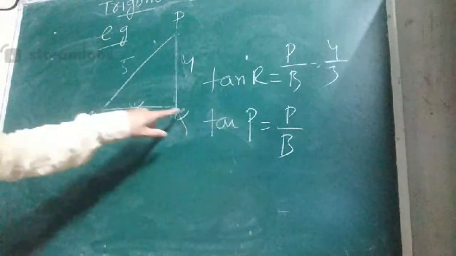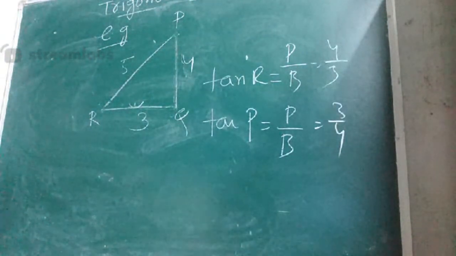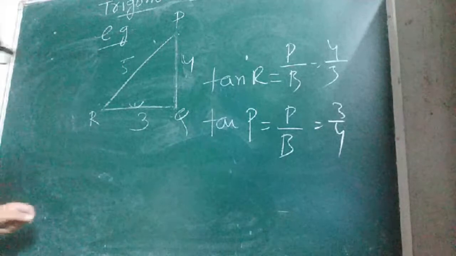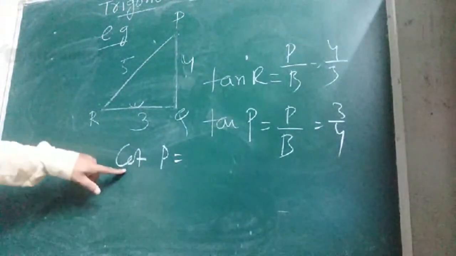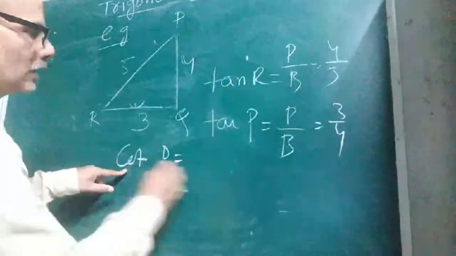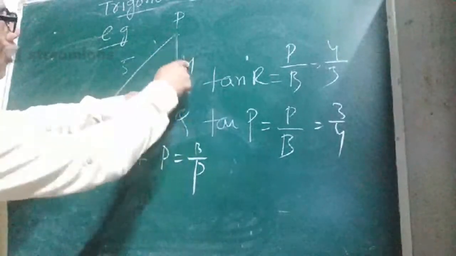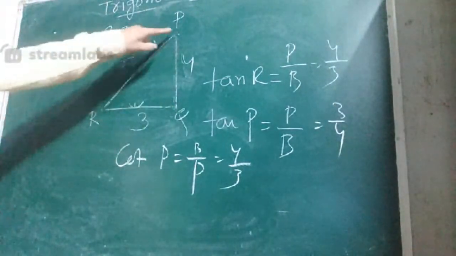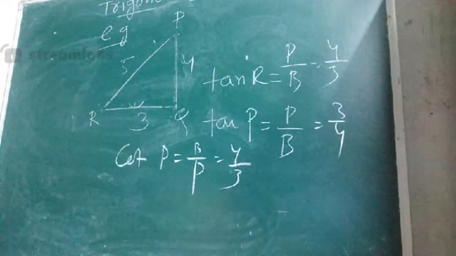So tan P, P is that, so 3 by 4. Hope it is clear. So in this way you get the value of tan R and the value of tan P. If someone asks you the value of cot P, you know that cot is just the opposite of tan. Tan is P by B, so cot is B by P. So in case of P, what is the base? Base is that, so base is 4. What is the perpendicular? If base is that, then P is 3. There is no change of any hypotenuse, whether it is P or whatever it may be. Hypotenuse will always remain the constant value which you have got.